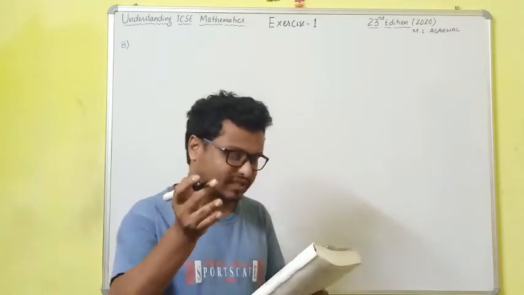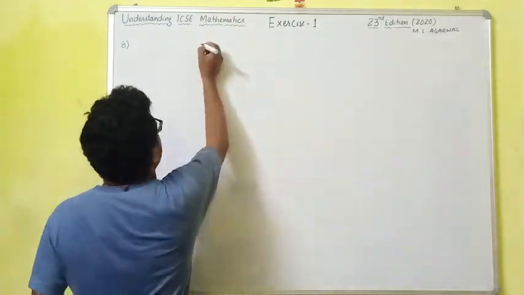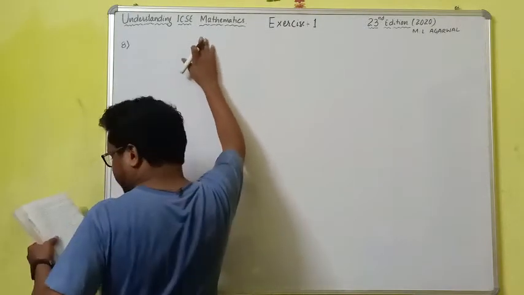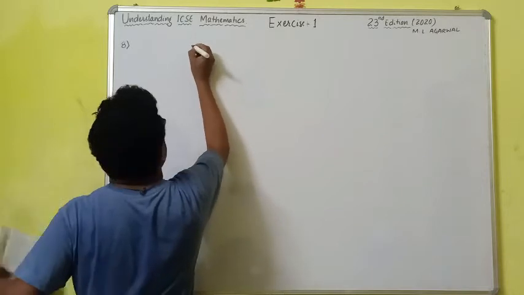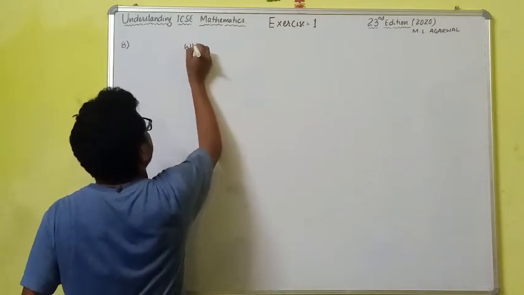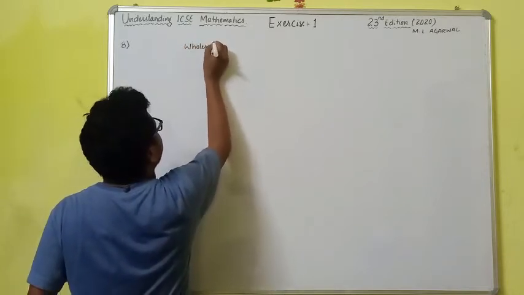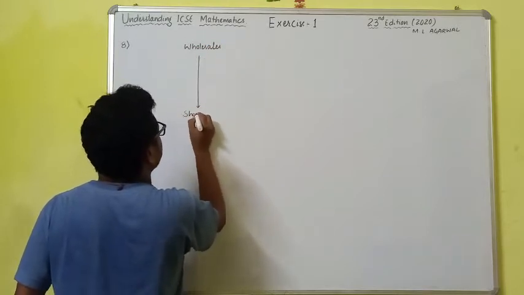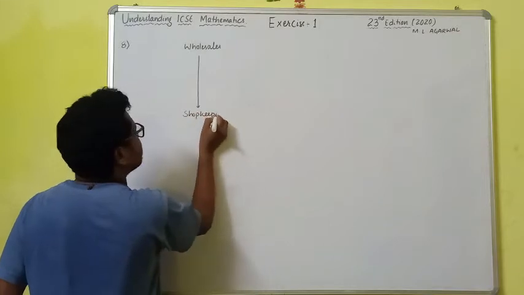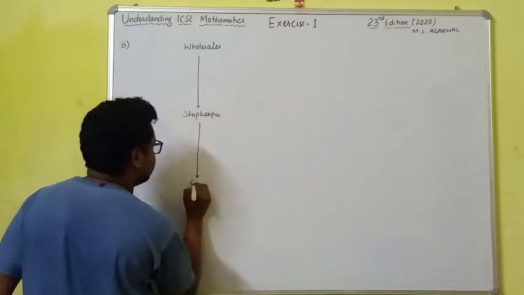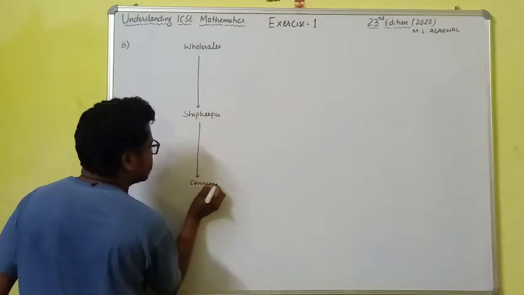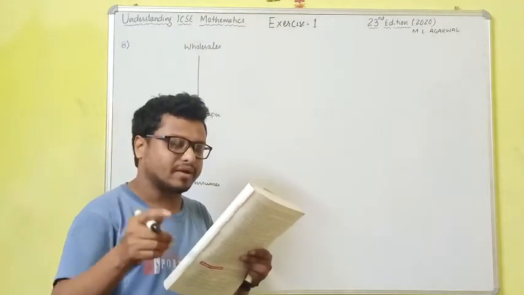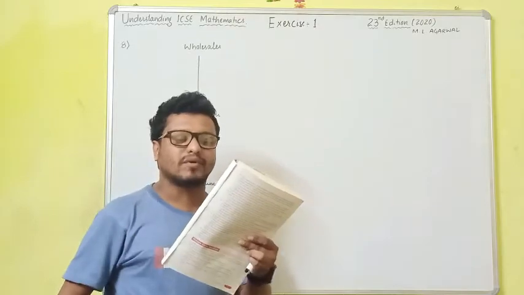Very easy question. See how I am solving this one. First one is question number 8 I am doing. So shopkeeper buys the camera at a discount of 20% from the wholesaler. So first one is your wholesaler, then your shopkeeper, then last is your consumer.